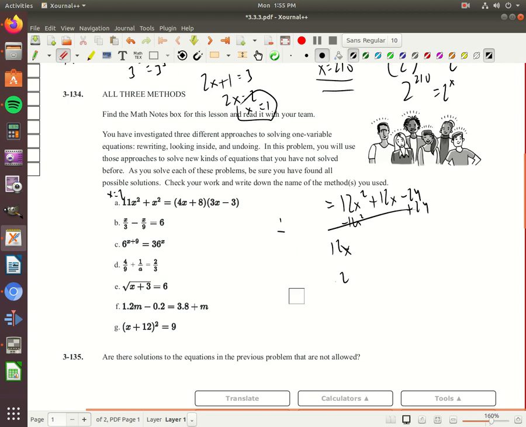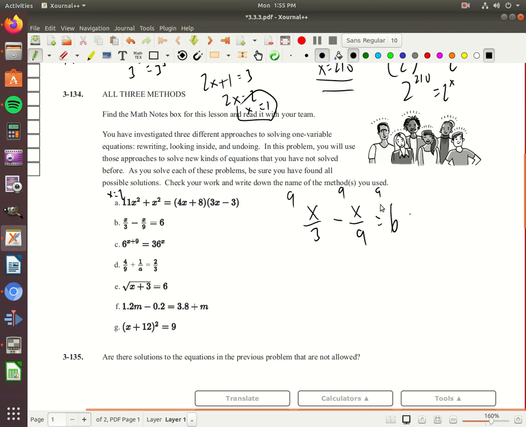A little bit of fraction busting, so I'm excited about problem B. So problem B, x over 3 minus x over 9 equals 6. Again, I'll choose 9 because 3 goes into 9 and 9 goes into 9. So here I'm going to cancel. I get 3x minus x is equal to 54. So 2x equals 54. That's a 4. So x equals 27. So x equals 27 here.